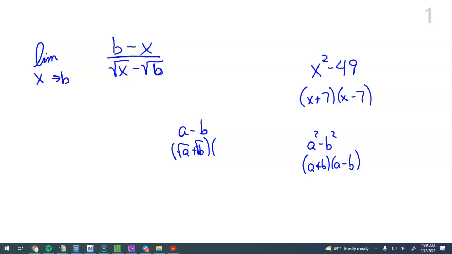But you could use difference of squares on it and say, okay, that's the square root of a minus the square root of b. Are you saying what or what? I said, wow. Well, okay.